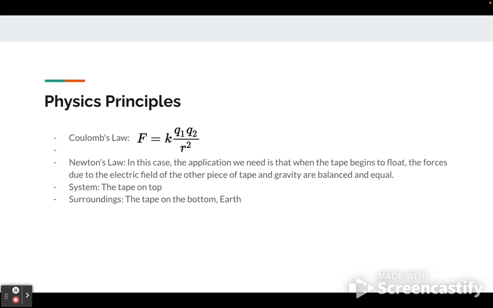The physics principles that we need to know for this lab are Coulomb's law, which is this equation, which has a constant, the charge of the first tape, the charge of the second tape, and the distance between them. And then we also need to know Newton's law, which in this case, the application that we need is that when the tape begins to float, the forces due to the electric field of the other piece of tape and the force of gravity are balanced and equal. And then the system in this lab is the tape on the top, and the surroundings are the tape on the bottom and the earth.